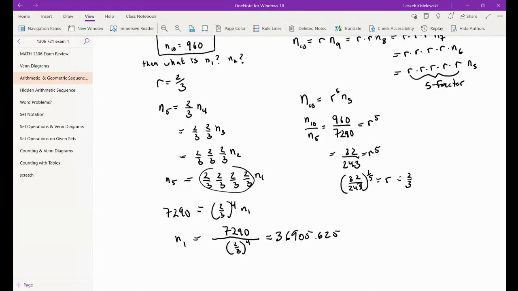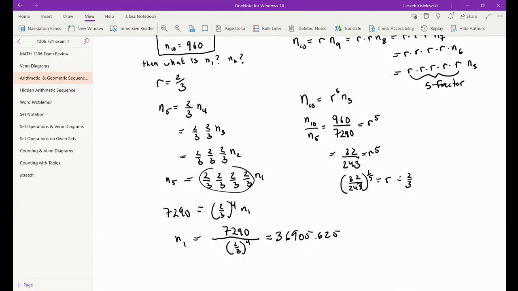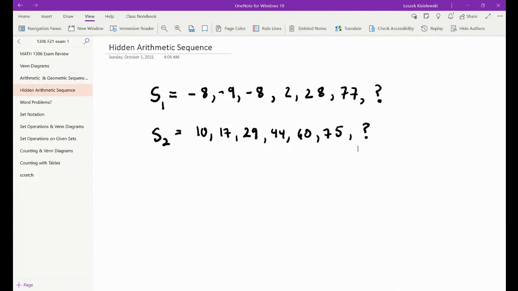Okay, and I did see problems on your practice or your review packet, whatever that was, of something called, well, okay. Does anybody have questions about geometric or arithmetic sequences? Okay, so let's move on to the hidden arithmetic sequence.